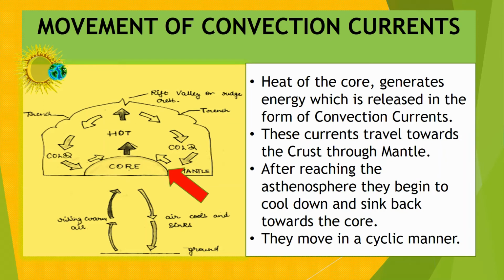Let us understand the whole mechanism of convection currents. What happens? The heat of the core generates energy. That energy is released in the form of convection currents. These currents travel towards the crust via the mantle. That means that they come from the core, they pass through the mantle, and then they reach the upper part of the mantle and the lower part of the crust.